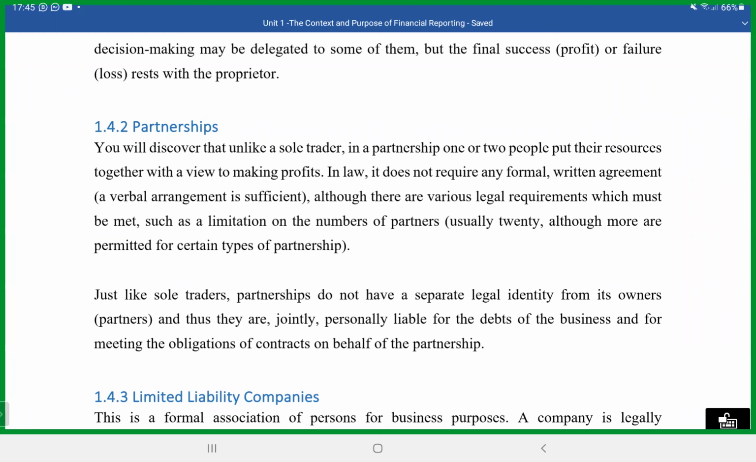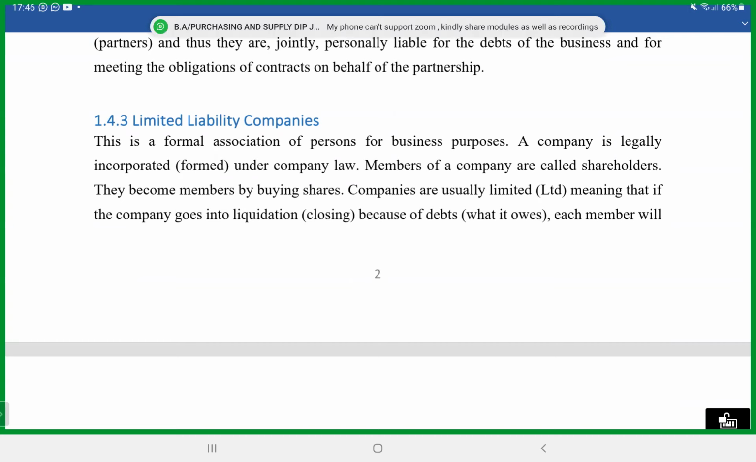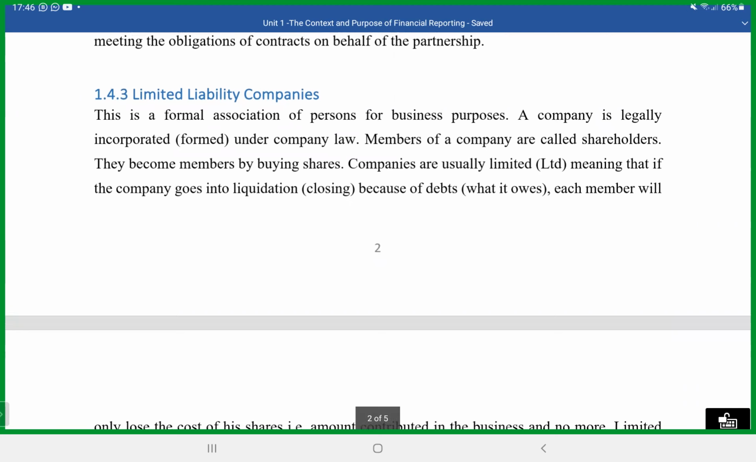All right, limited liability companies. This is a form of formal association of persons for business purposes. A company is legally incorporated under company law. The members of a company are called the shareholders, and they become members by buying shares. Companies are usually limited, meaning that if the company goes into liquidation because of debts, each member will only lose the cost of his shares, or the amount contributed to the business, not more than that.